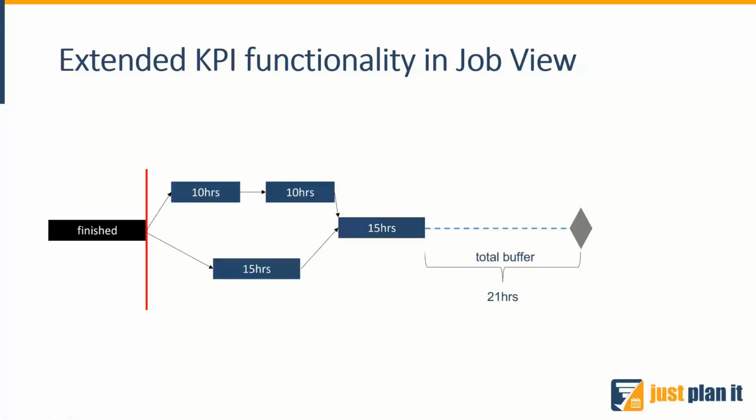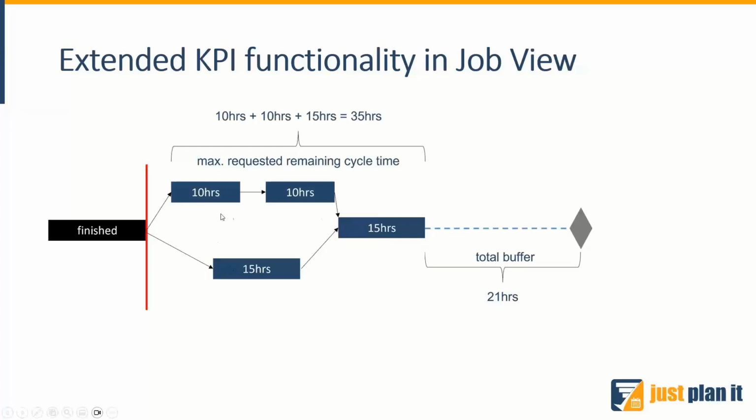However, to come to the job buffer level, then we need to see how much time do I need max to come to the scheduled end. And here I need to compare the two branches. As I said, it is a critical path. And here the upper branch with 10 plus 10 plus 15 with 35 hours is a longer one compared to the lower one. So here the what we call the MRCT, the max required remaining cycle time, is 35. So that is the time that you need of finite capacities to complete the job.